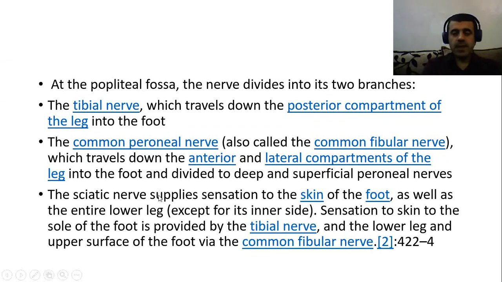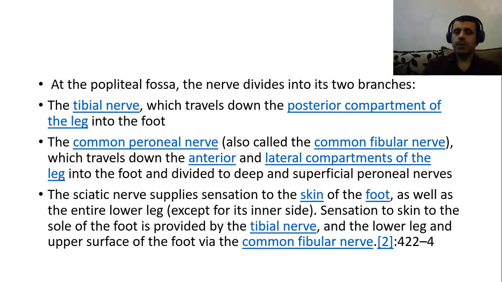The sciatic nerve supplies sensation to the skin of the foot as well as the entire lower leg, except for its inner side. Its inner side is supplied by the femoral nerve. Sensation to the skin of the sole of the foot is provided by the tibial nerve. So, the sole of the foot is supplied by the tibial branch of the sciatic nerve. And the lower leg and upper surface of the foot is supplied by the common fibular or common peroneal nerve.